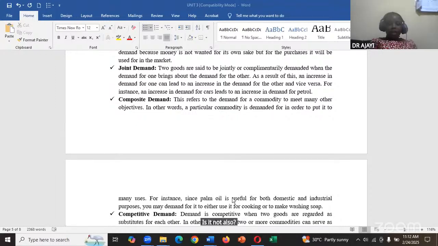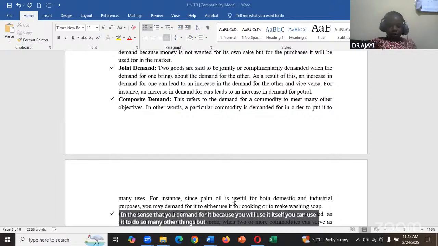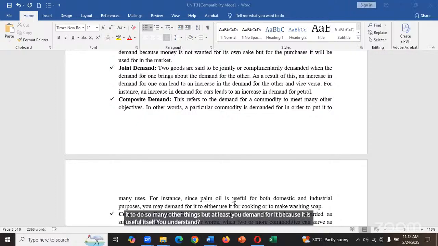It is not derived, it's composite, in the sense that you demand for it because you will use it itself. You can use it to do many other things, but at least you demand for it because it is useful itself. You understand? Yes, ma'am.